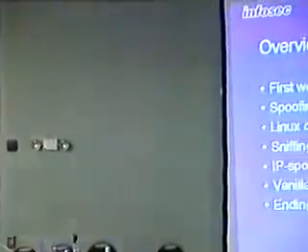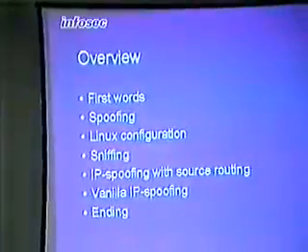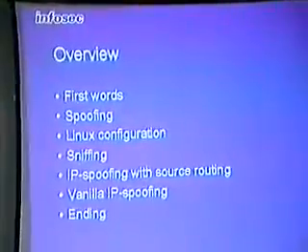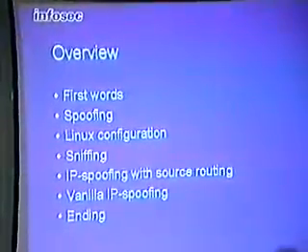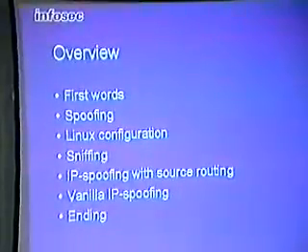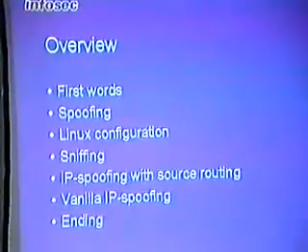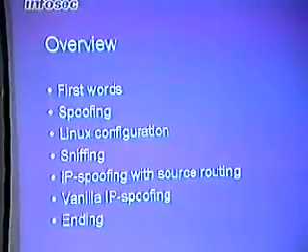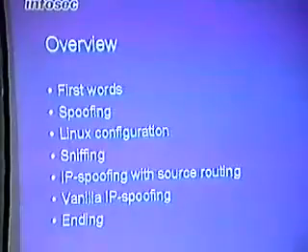What we will talk about today: I will say some words first, and then we'll have a definition of spoofing. It's very short, one slide. Then Linux configuration, how to set up Linux. It's 3 lines, and it's sniffing. There will be some things about passive network mapping, because it's a cool way to find out which host is up and what services are running that you can't access from your normal IP address.